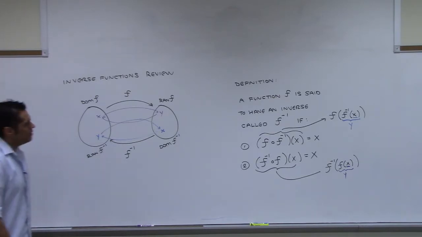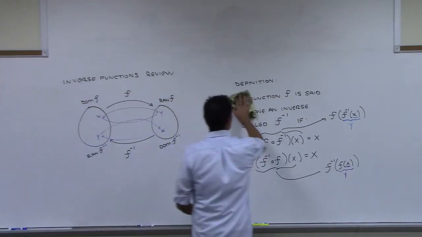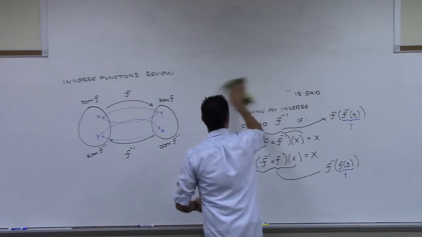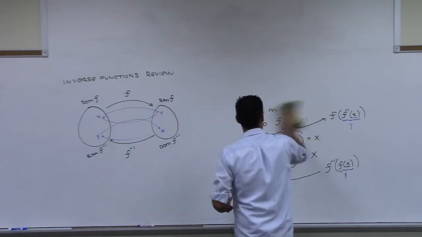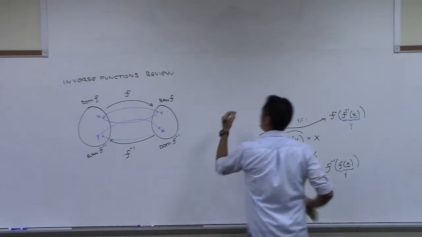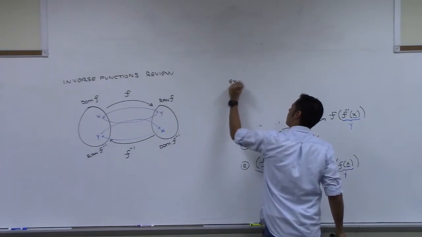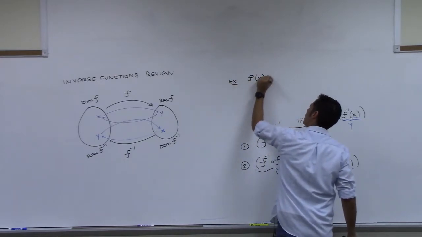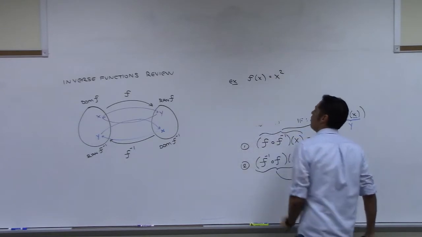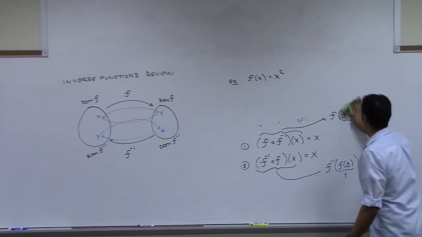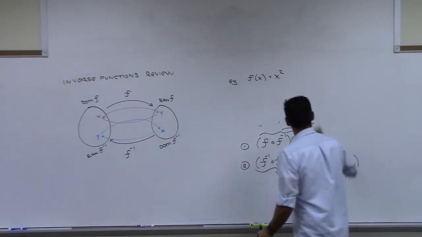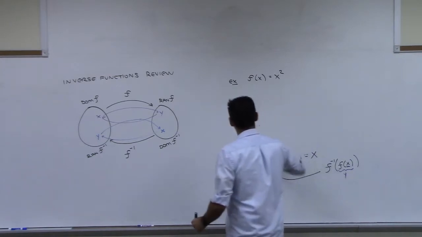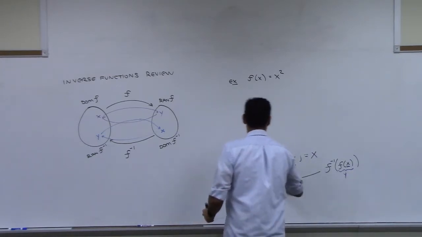Now, I had started talking about an example at the end of class that I want to pick up on and continue with. It was this example of the function f of x equals x squared. And we had talked a little bit about whether or not that function had an inverse or not. Do you remember what we had determined? That it didn't, right?